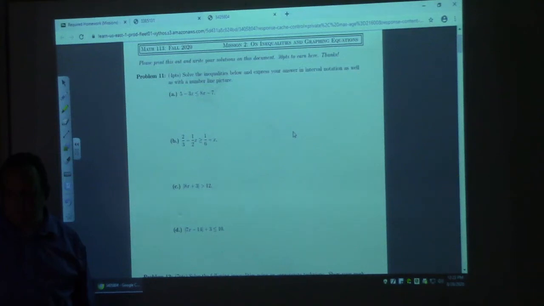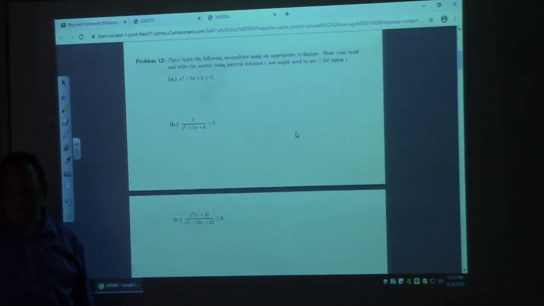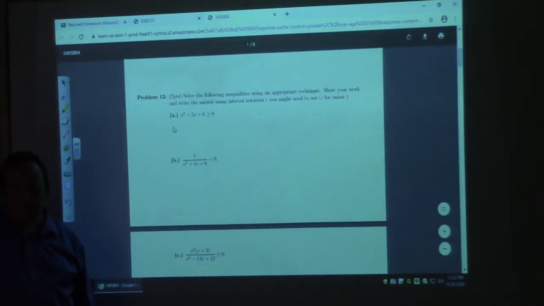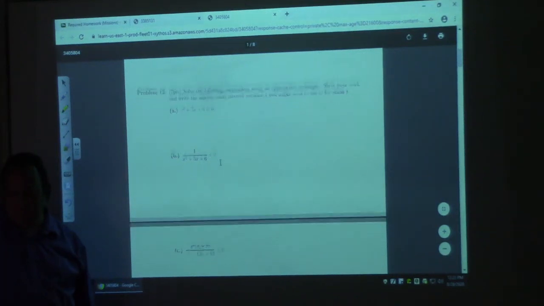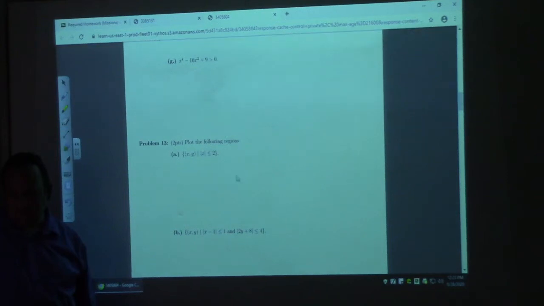But anyway, mission 2 is mostly on inequalities, right? I wanted to point out something here while we're together. I started talking about how to solve these inequalities last time, right? But I'll do more of those today, hopefully. And I'll also talk about how to graph inequalities.